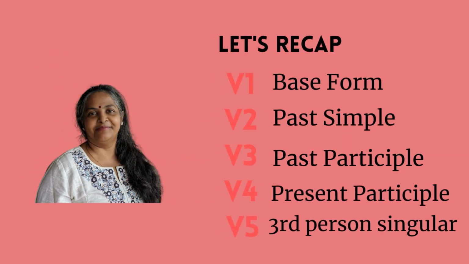So let's recap. We have 5 forms, which are V1 base form, V2 the past simple, V3 the past participle, V4 the present participle, and V5 which is the third person singular.